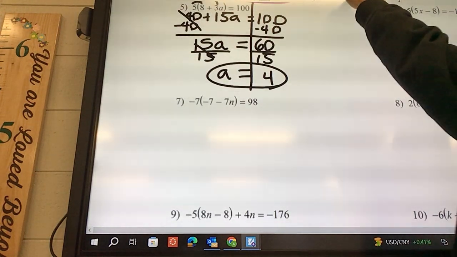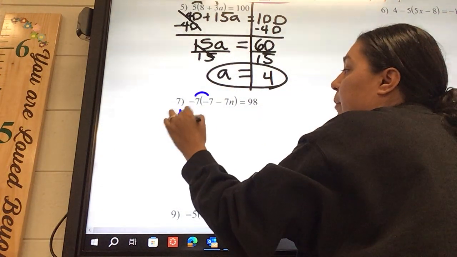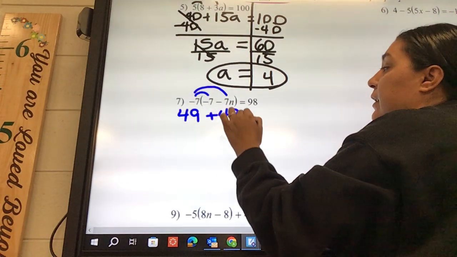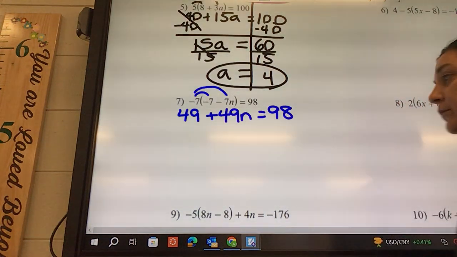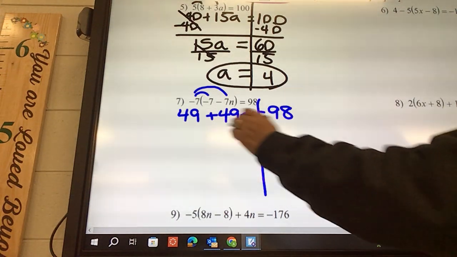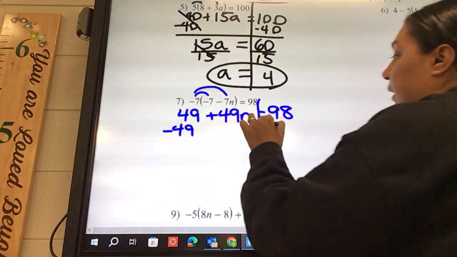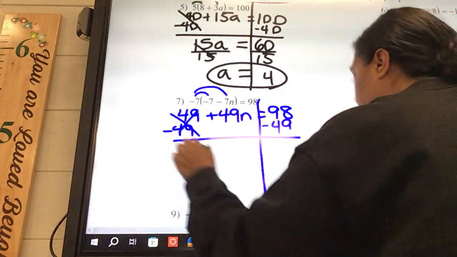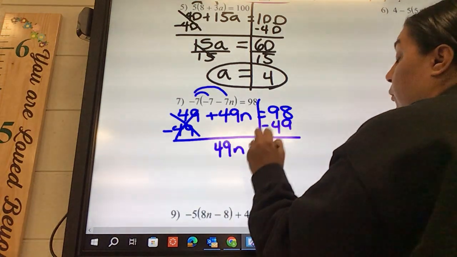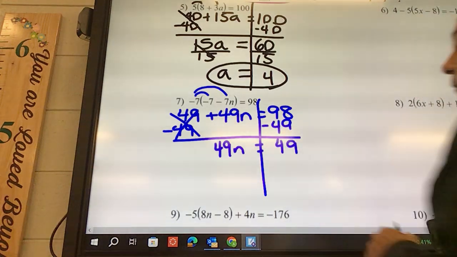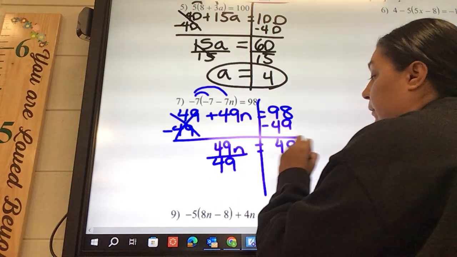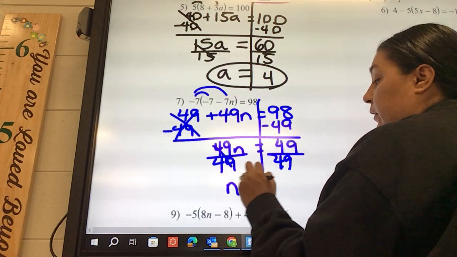Okay, 7. Again, there's parentheses, so negative 7 times negative 7 is going to be a positive 49. And there's one n on that one. Then we look at this and say, well, who's the kid? Well, this 49 is the kid, so we're going to say minus 49, minus 49. So we're going to get 49n. Well, 98 minus 49 is also 49. And then we need to break up that couple, so we're going to divide by 49. So we get n equals 1.